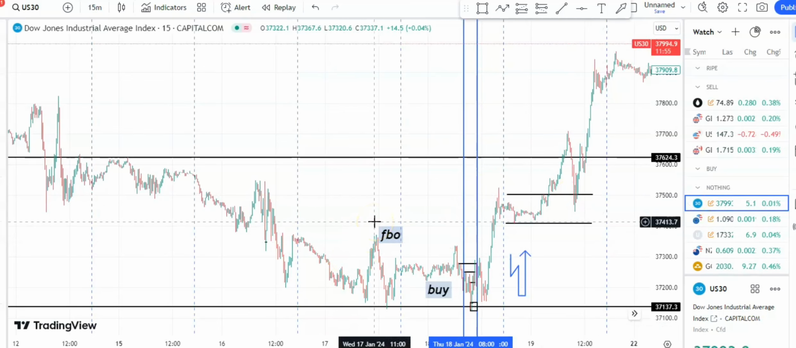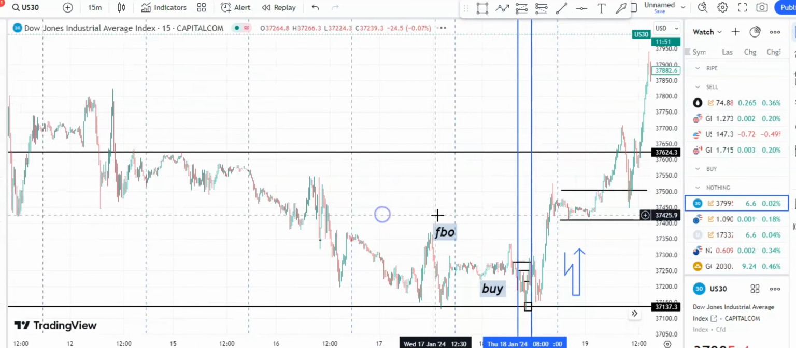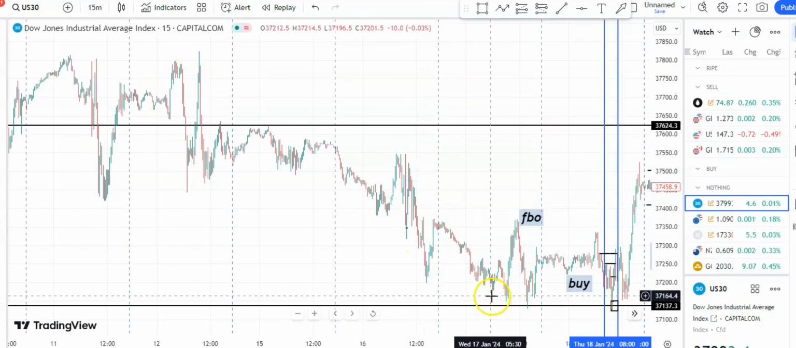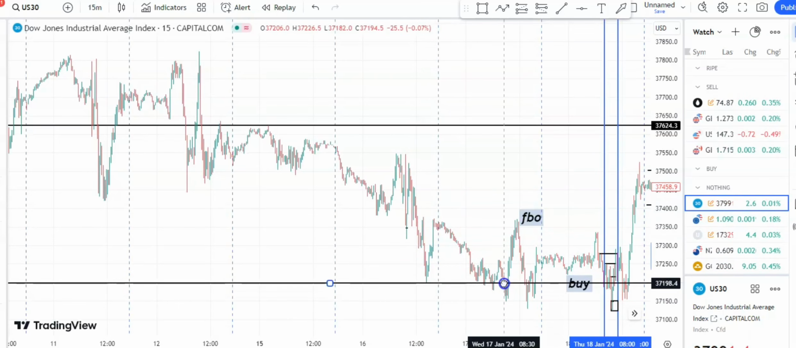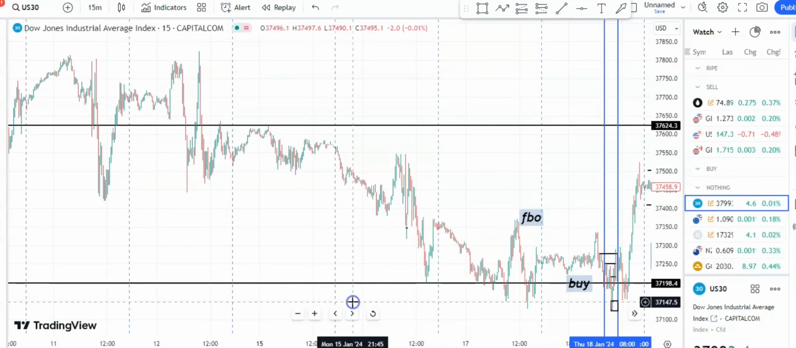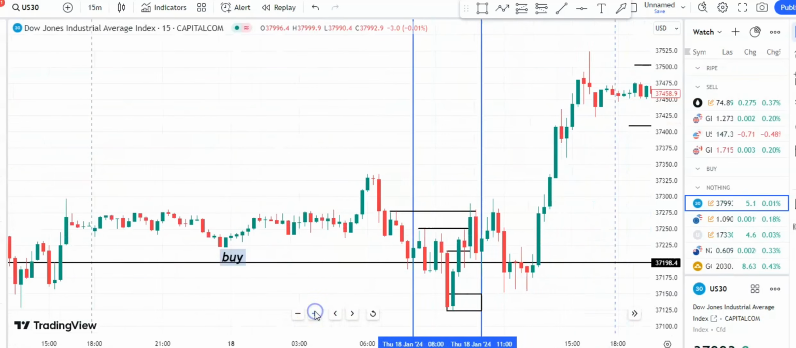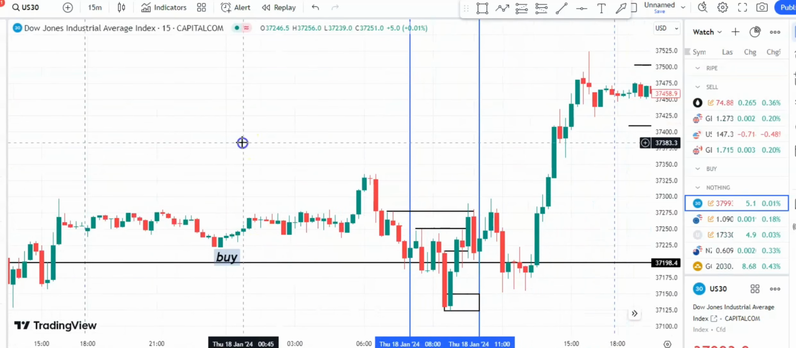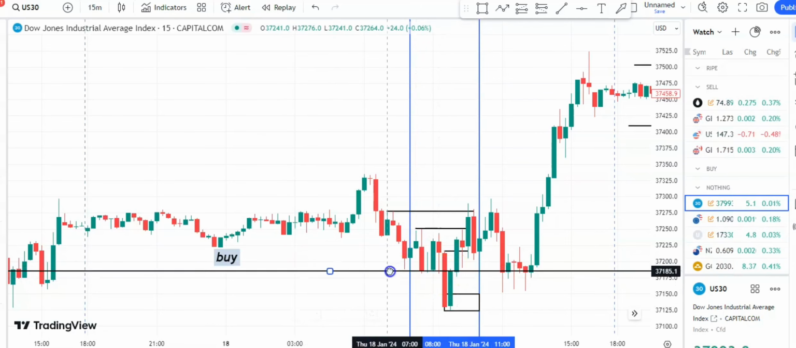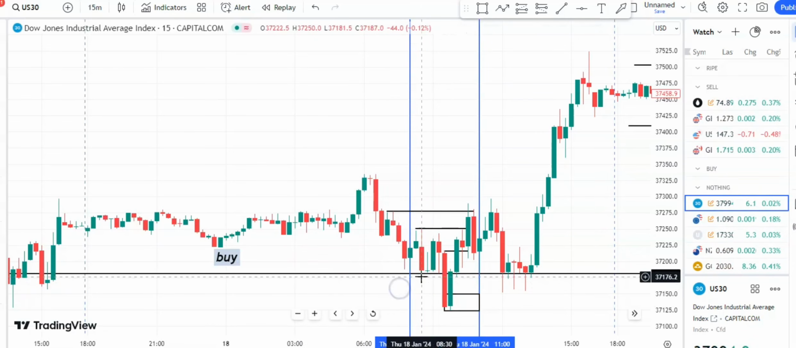Yes, and on US 30, we had the same setup form on Thursday. We had the low of the week set in place on Tuesday, and then we had this failed breakout on Wednesday. So we are looking for a buy setup on Thursday. This trade actually occurred in the New York session. We have the low of the day set in place in the first hour.